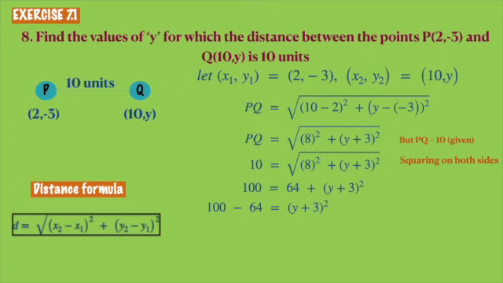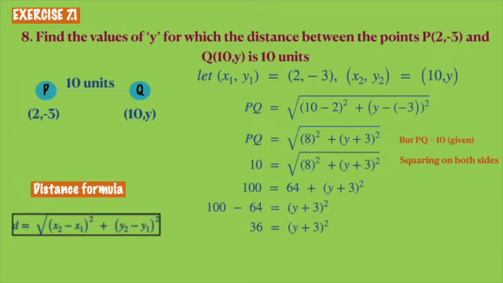100 minus 64 is equal to (y plus 3) whole square. 100 minus 64 is 36. So 36 is equal to (y plus 3) whole square. To remove the square, what do you have to do? You have to take square roots on both sides.